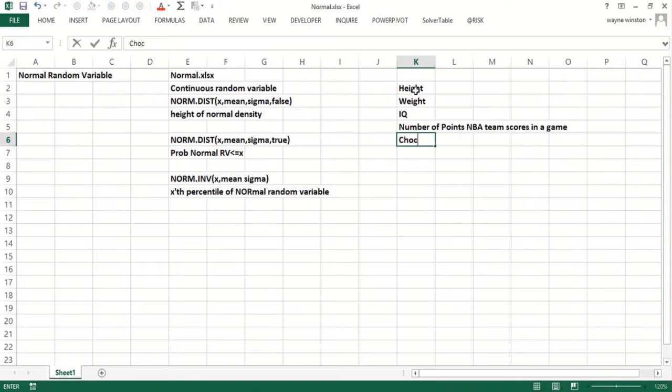Let's say chocolate bars sold every day by a supermarket. We'll explain why that is in the next video. Let's say at Whole Foods. The daily return on a stock, percentage return, is often thought to be normal. It may not be, but a lot of finance people will model the daily percentage return on a stock as a normal random variable. And so those are some examples.